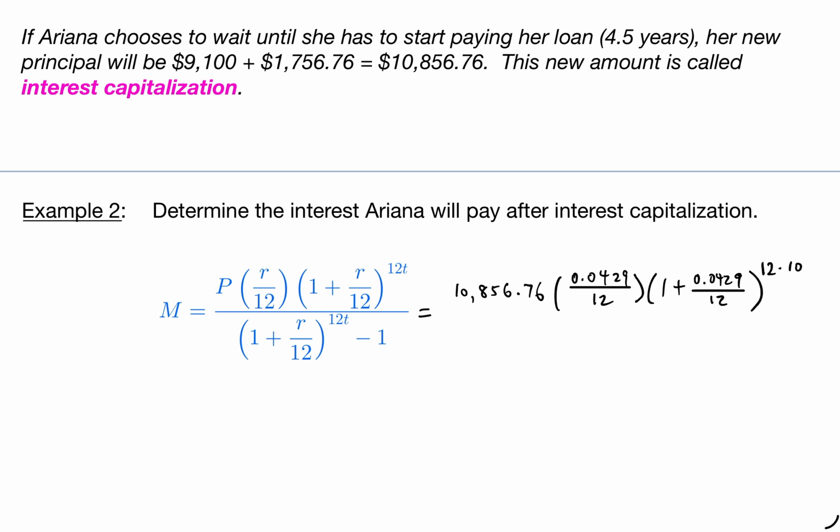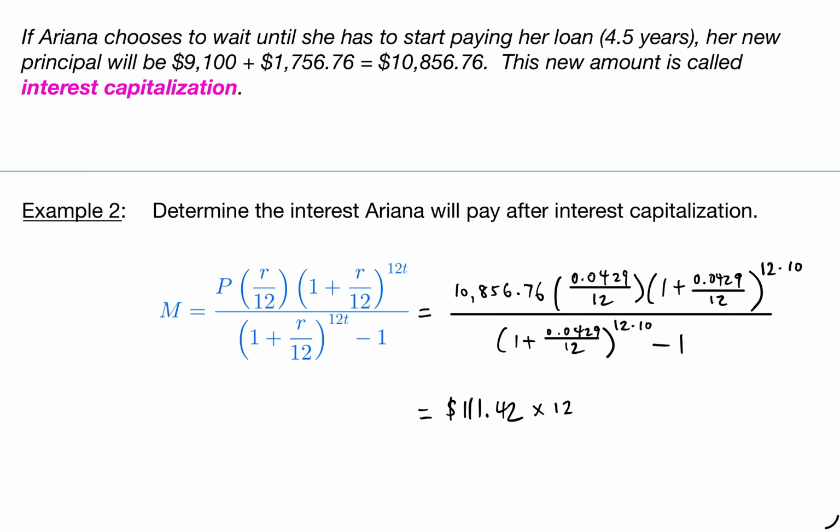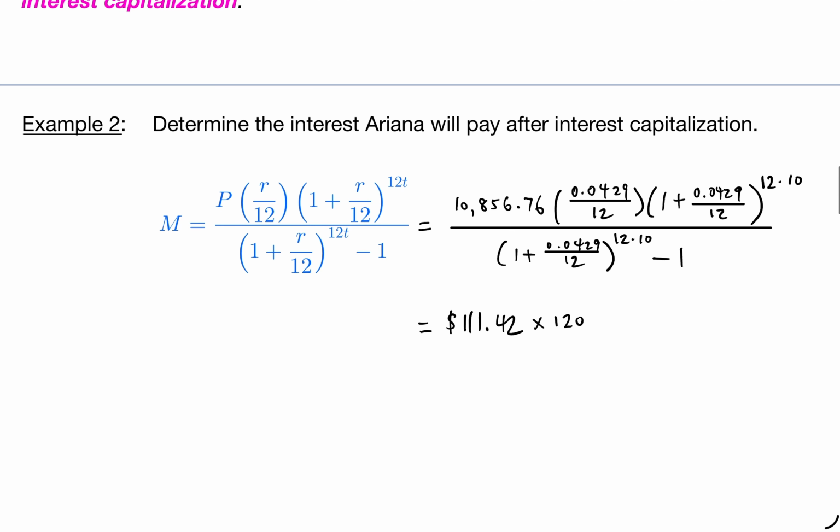T is 10 years. And we're going to divide this by 1 plus the rate of 4.29% divided by 12, raised to the 12 times 10 power, minus 1. Okay, and if we enter this into the calculator, we would get $111.42. And then we would need to multiply this by 120 months because she's going to be paying this over a 10-year period.